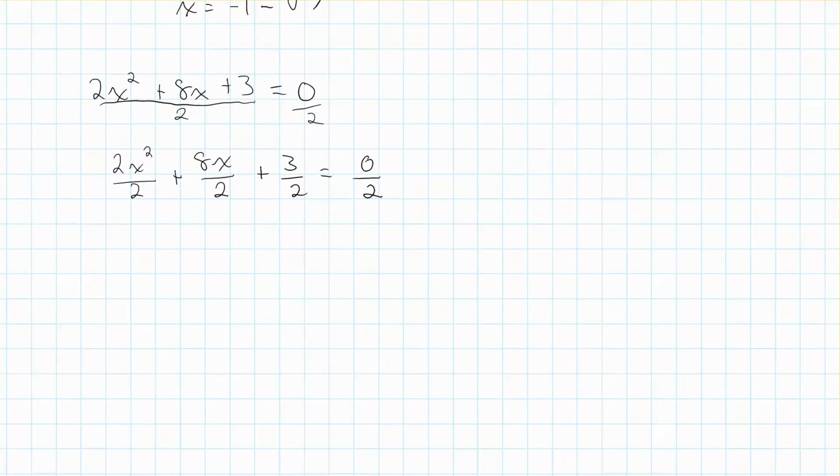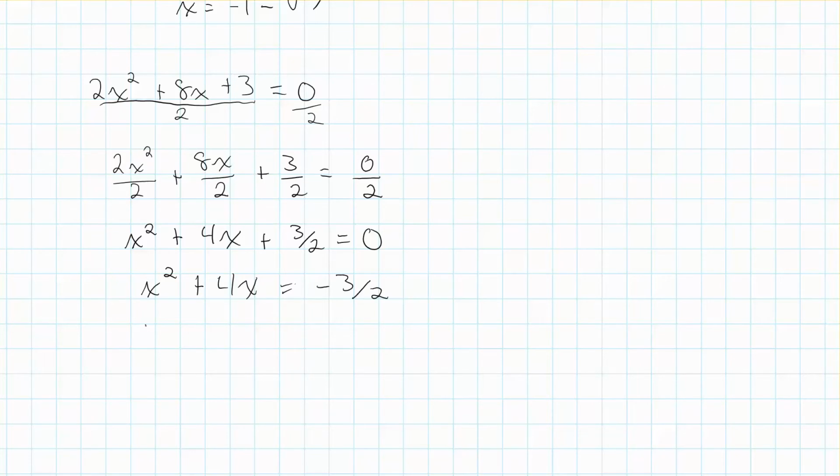2 divided by 2 is, of course, 1. So you get x squared plus 8 divided by 2 is 4x, and then you'd have plus 3/2, and this is equal to 0. Now at this point, it's going to be solved the exact same way as we did the previous example. So I'll move that c term to the other side. So I have x squared plus 4x equals negative 3/2.